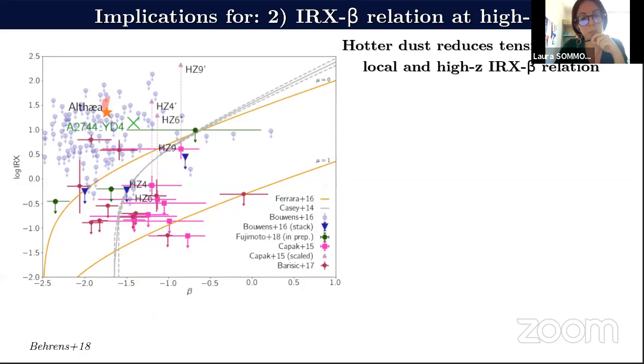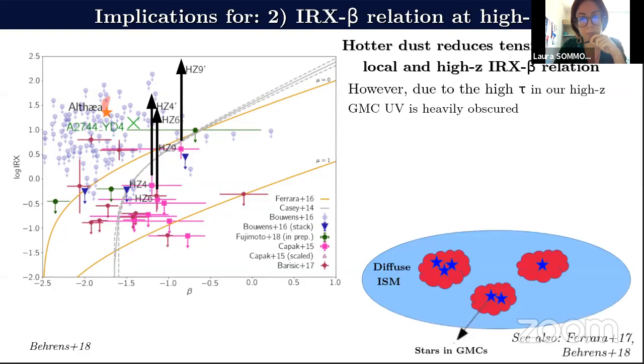Another implication is related to the IRX-beta relation at high redshift. Allowing for larger dust temperature means that we can reduce the tension between the local and high redshift IRX-beta relation. This is because allowing for larger dust temperature results in larger far-infrared luminosity, shifting the far-infrared faint data points upwards in the IRX-beta plane.